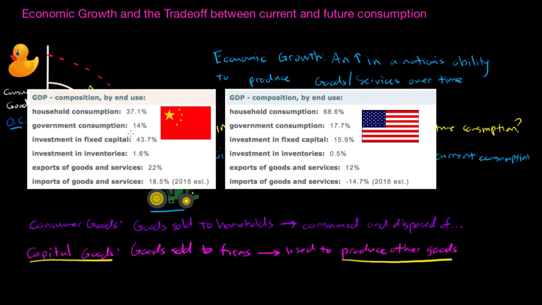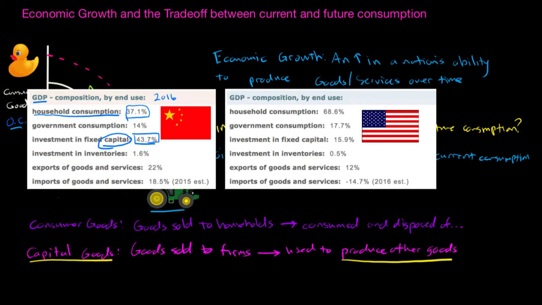What can we learn from this information? First, let's look at China. Notice that in 2016, the year for which this data applies, China invested 43% of its entire GDP. What does that mean? It means that $43.7 out of every $100 spent in China was spent on capital goods. Compare that to the level of consumption in China. Only 37% of China's total spending went towards household consumption.